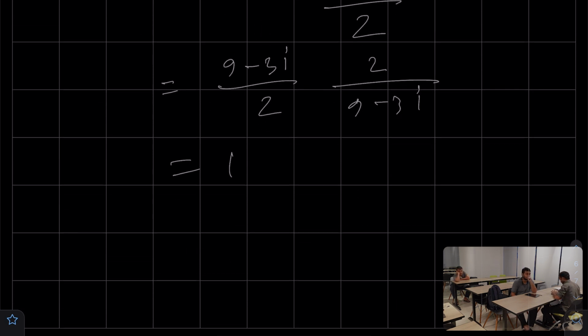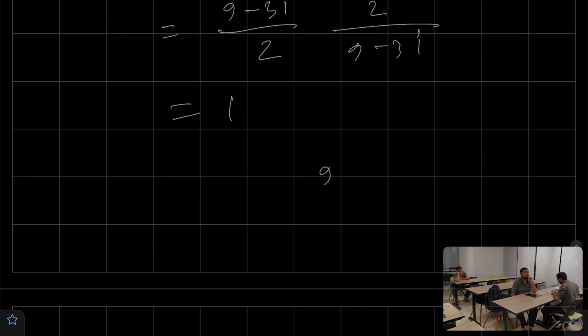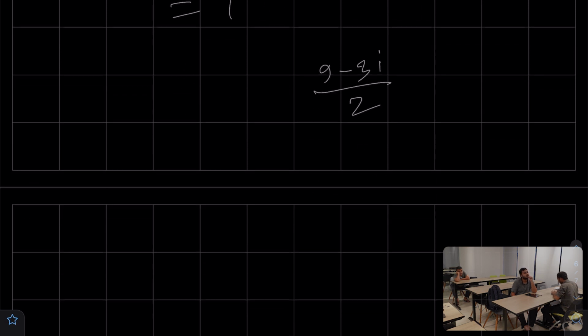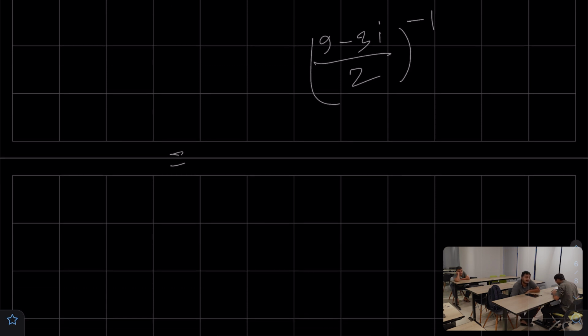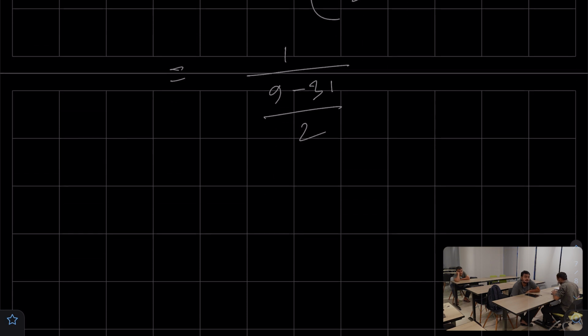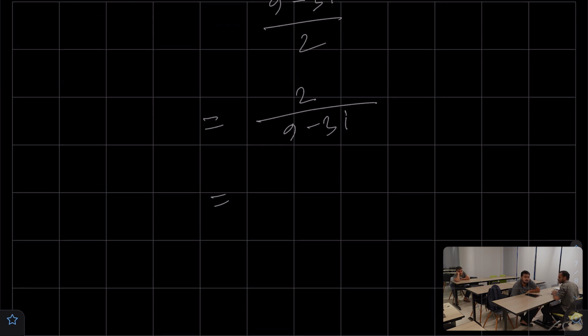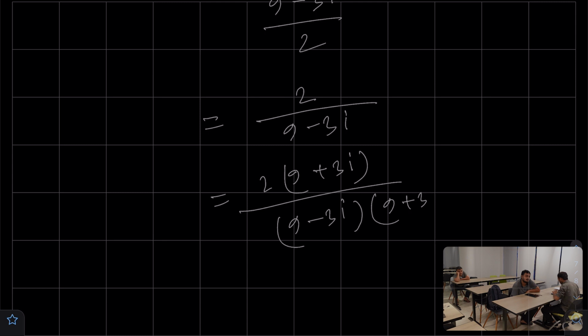Let me construct this in this way. So this is 1 over (9 minus 3i over 2), which is 2 over 9 minus 3i, and I can multiply the numerator and denominator by 9 plus 3i, right?